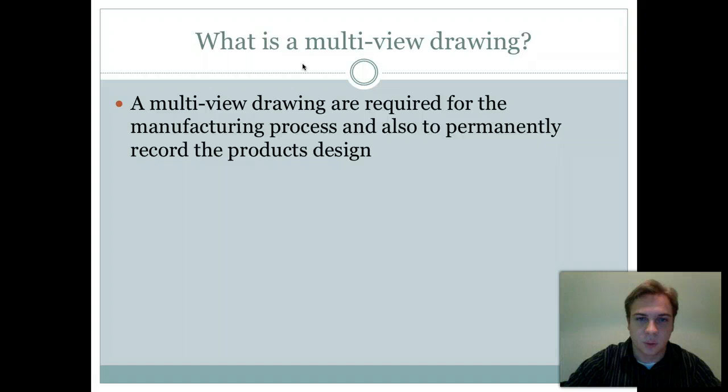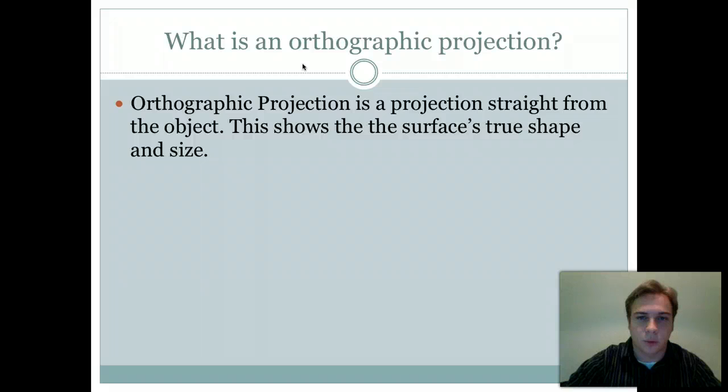What is a multi-view drawing? A multi-view drawing is required for the manufacturing process and also to permanently record the product's design. What is an orthographic projection? Orthographic projection is a projection straight from the object. This shows the surface's true shape and size.